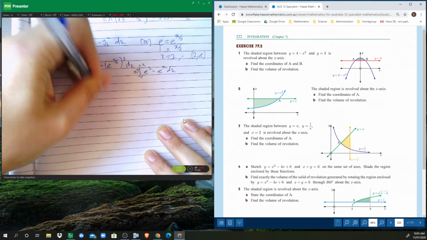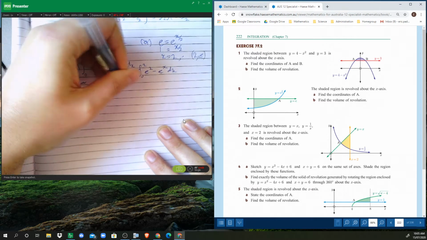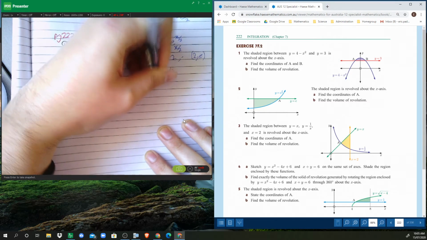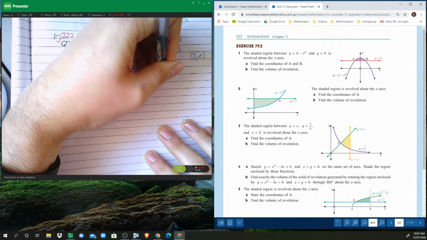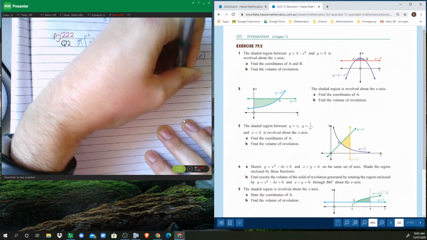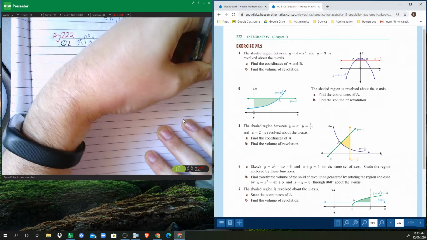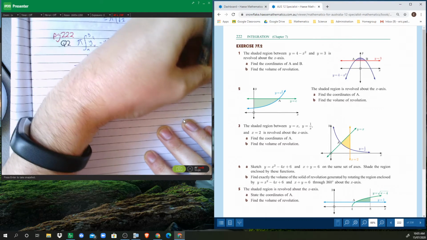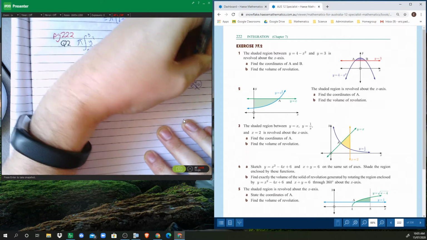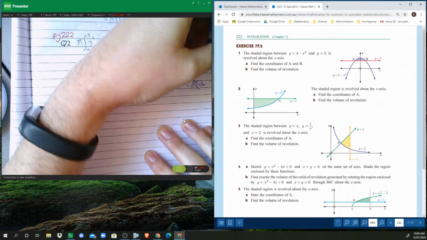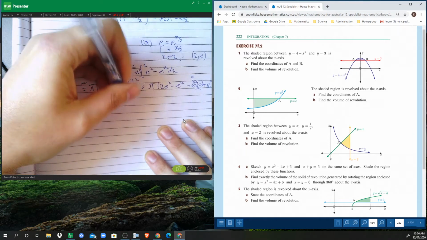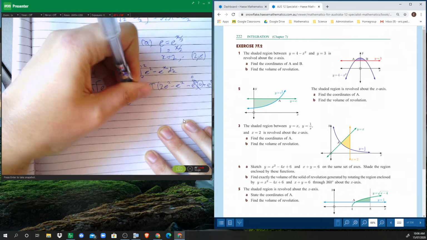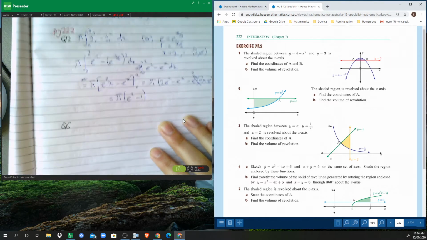Pi, bracket, e to the 2x minus e to the x, from 0 to 2, equals pi, 2e squared minus e squared minus 0, and so e squared times 0, that's gone, and then plus e to the 0. So pi, e squared minus 1. That'll do.